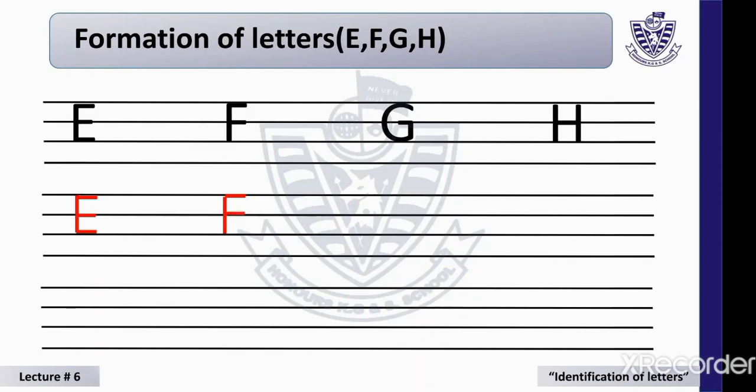The next letter is G. Put your pencil on first line and make a half circle and stop it on third line. Make a small straight line and make a small sleeping line. It will become G. Next letter is H. Put your pencil on first line and make a straight line and stop it on third line. Put your pencil again on first line and make a straight line and stop it on third line and make a small sleeping line. It will become H.